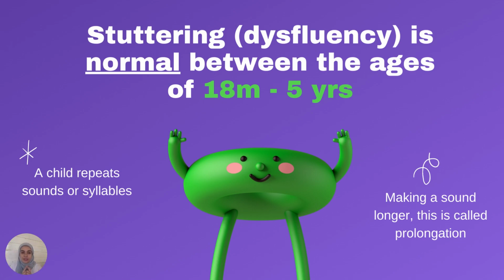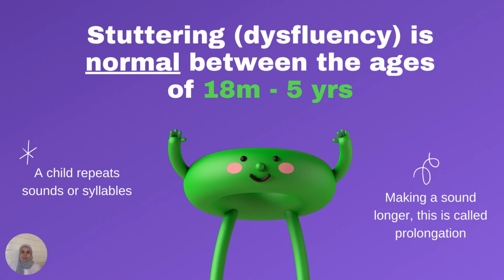Both are considered a stutter, but this is normal and very typical for children between the ages of 18 months and 5 years. It comes and goes. It's not always apparent. There'll be a pattern. So it'll be there on some days and not other days. But something to keep in mind is that it is considered normal for this to happen between these ages of 18 months and 5 years.